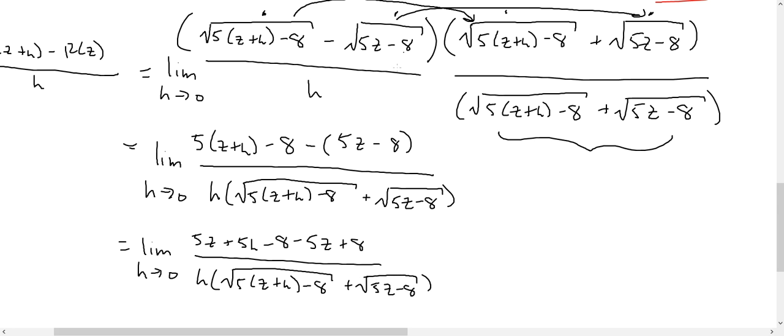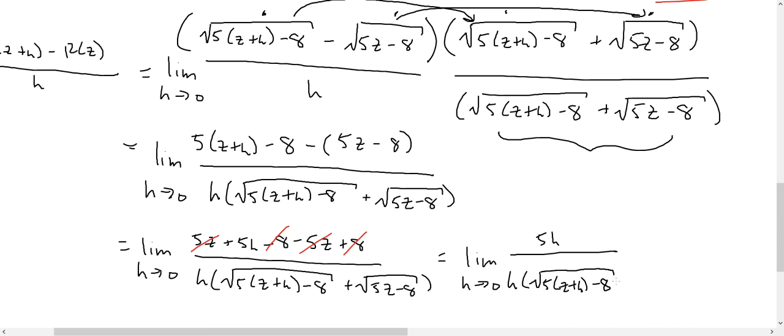Now we can go ahead and cancel some terms. In the numerator, we have a positive 5z that cancels out with a negative 5z we have over here. We have a minus 8 that will also cancel out with a plus 8 over here. So we're just left with the limit as h approaches 0 of 5h over this denominator, plus the square root of 5z minus 8.